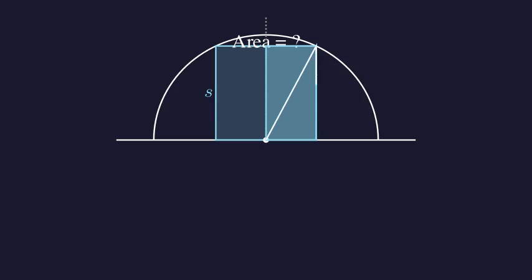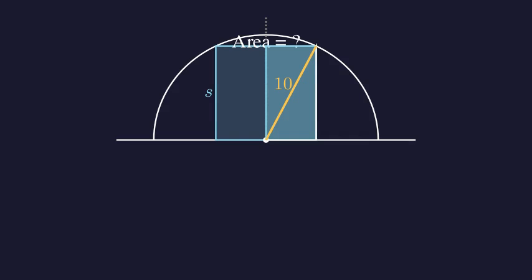We can draw a right-angled triangle that connects the center of the semicircle to the top right corner of the square. This is the crucial step. The hypotenuse of this triangle is simply the line connecting the center to the edge of the circle, which is the radius. Therefore, the hypotenuse equals 10.